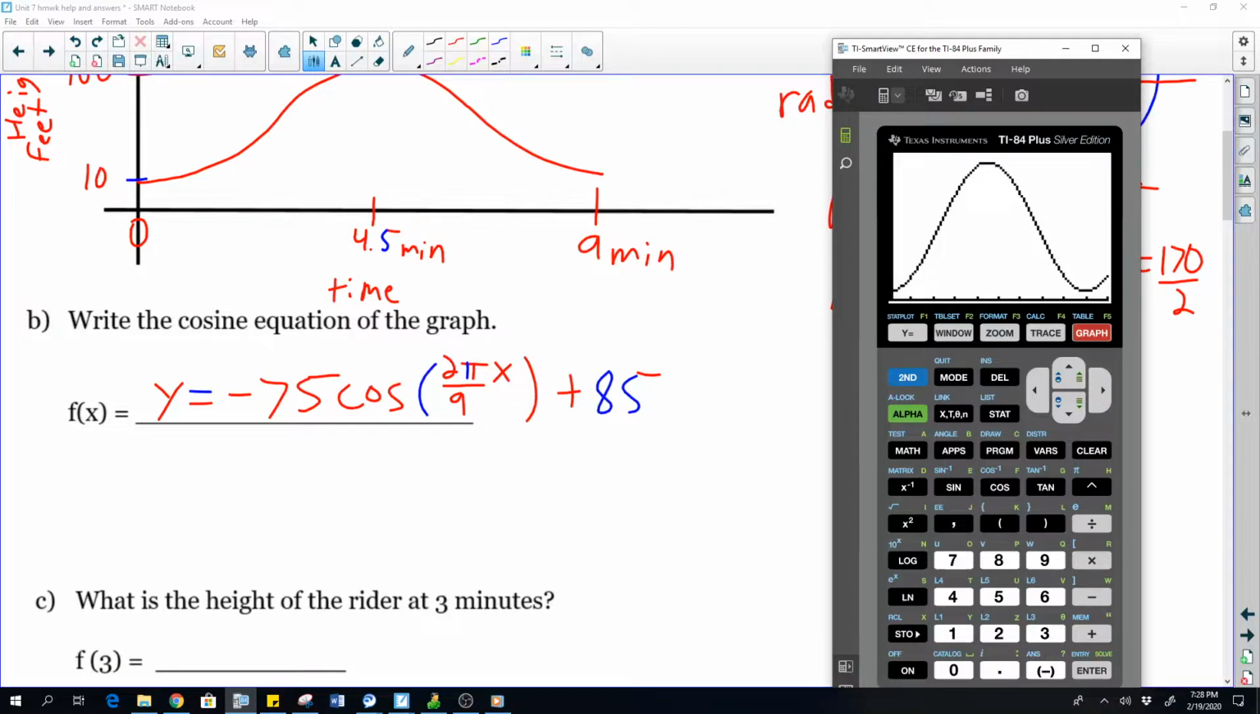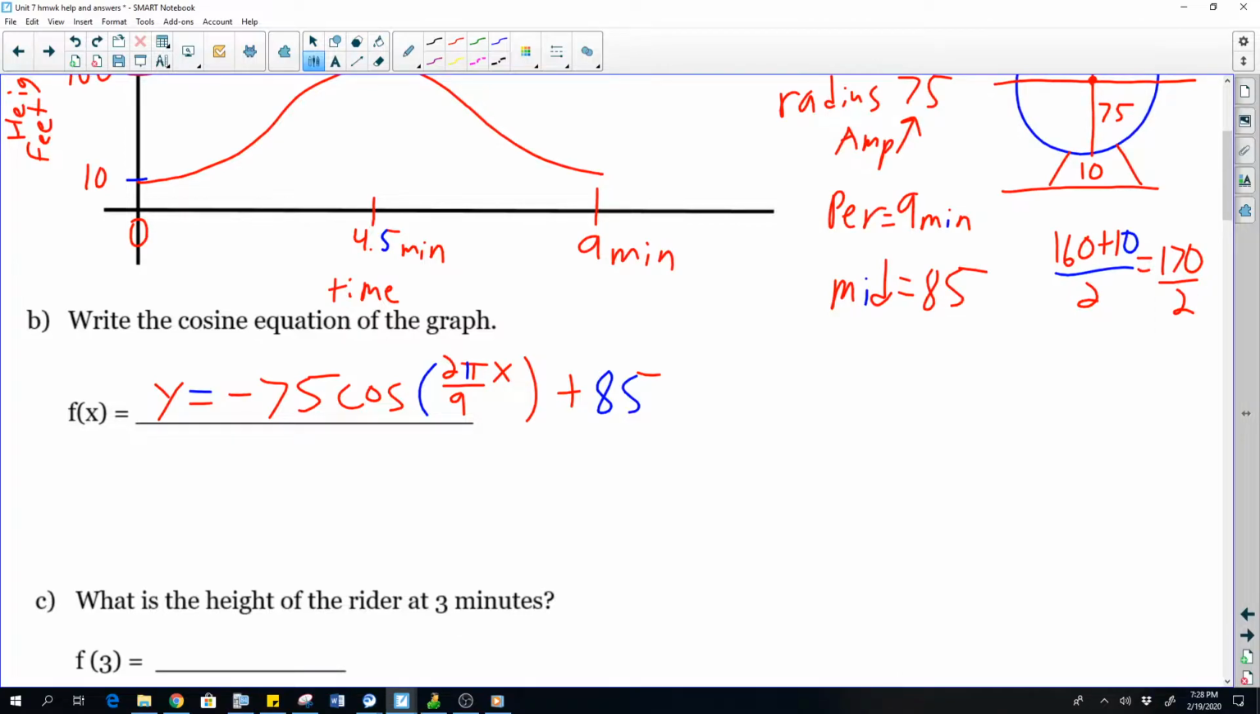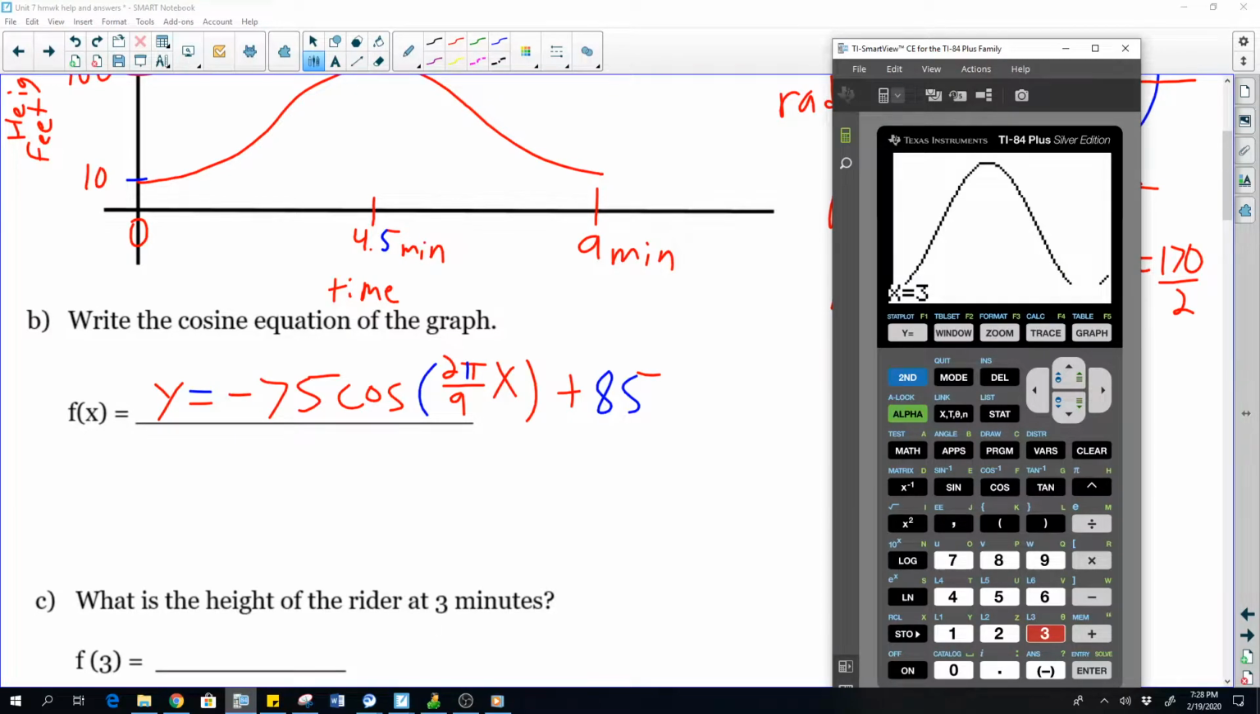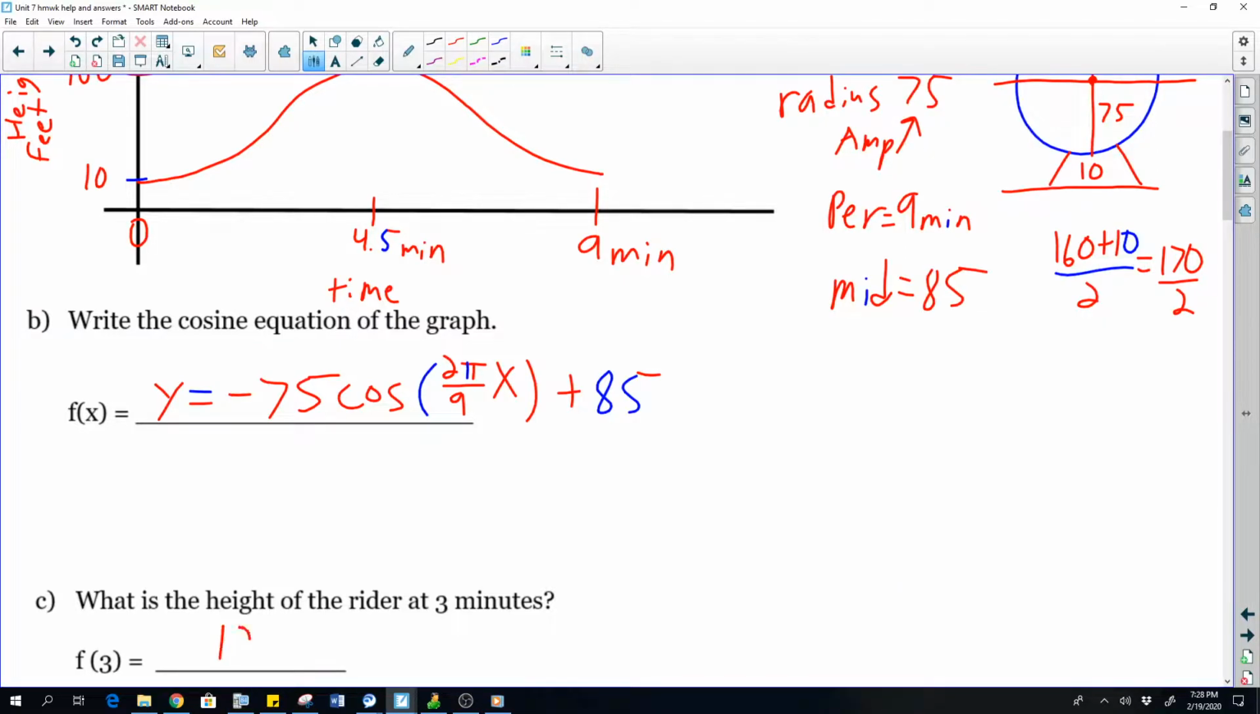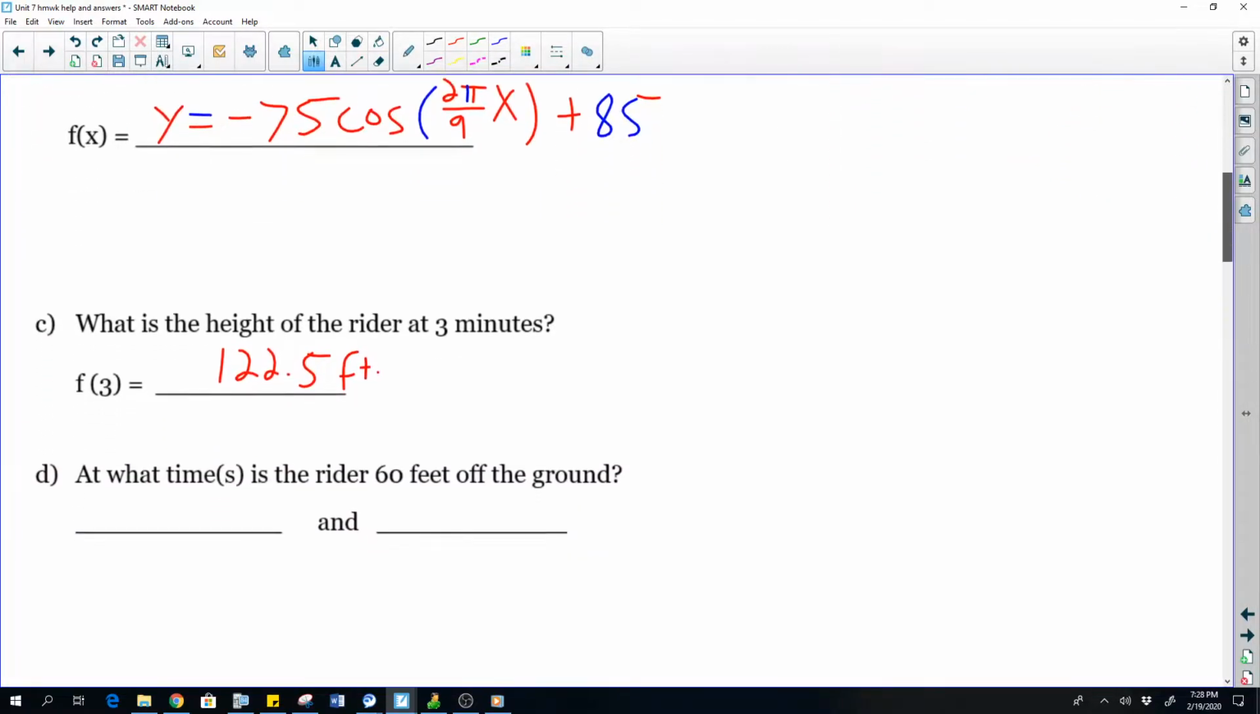Nice. Awesome. So we want to know what is the height of the rider after 3 minutes. So we would use second calc, and then value, and then that's just basically plugging 3 minutes in for x. Right here is what we're doing. So we're plugging in 3 minutes in there for x when we use the calculator and do x equals 3. So that gives us 122.5. Nice. So we've got 122.5 feet. Beautiful.